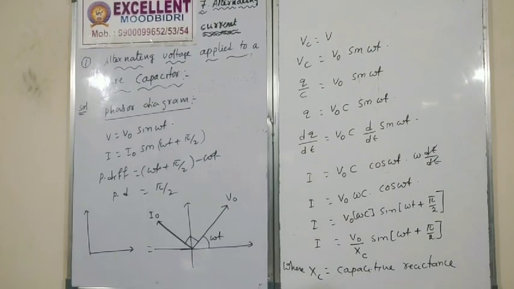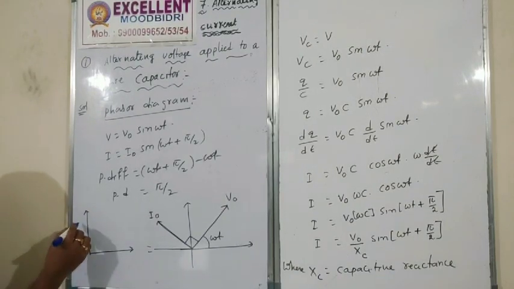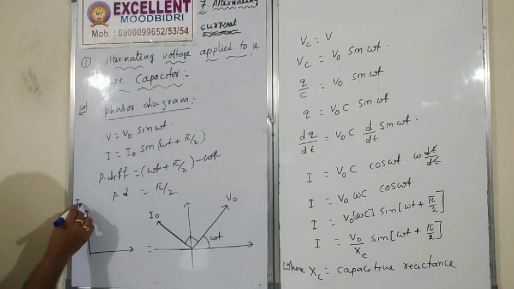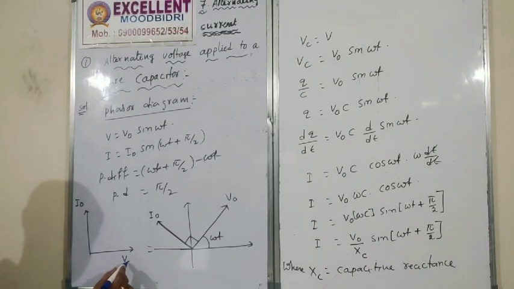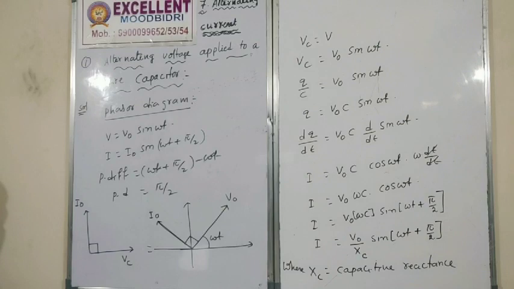Capacitive circuit. Right? So this is I naught, this is the VC. Angle is 90 degrees. I and VC, or else IC and V naught. That is the V naught. Right? That is the phasor diagram.